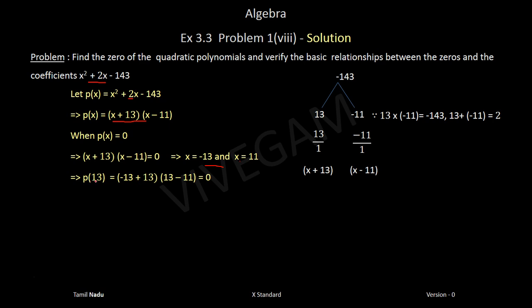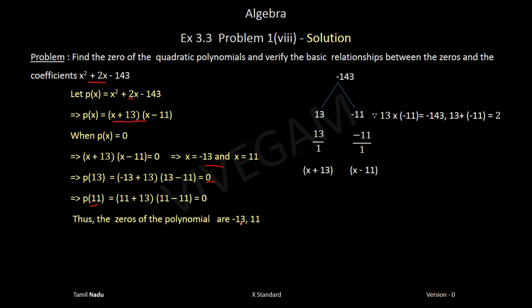Let's find p of minus 13. So you put x equal to minus 13. This will become minus 13 plus 13 and minus 13 minus 11. Minus 13 plus 13 is 0, and 0 into anything is 0. So this factor is right. Next, p of 11. Substitute x equal to 11 in this expression. It will become 11 plus 13 and 11 minus 11. Again, 11 minus 11 is 0, and 0 into anything is 0. So this is also right. So the zeros of the polynomial are minus 13 and 11.